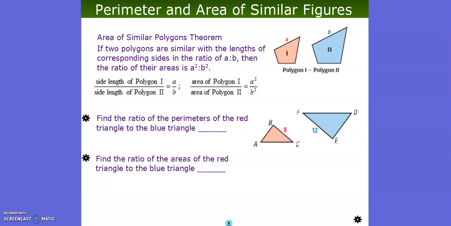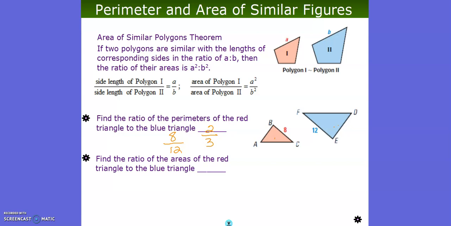Find the ratio of the perimeters of the red triangle to the blue triangle. So when we take a look at our first example, red to blue, my ratio is 8 to 12. We should absolutely simplify that. So I'm going to divide top and bottom by 4, and we'll get a ratio of 2/3 for that.